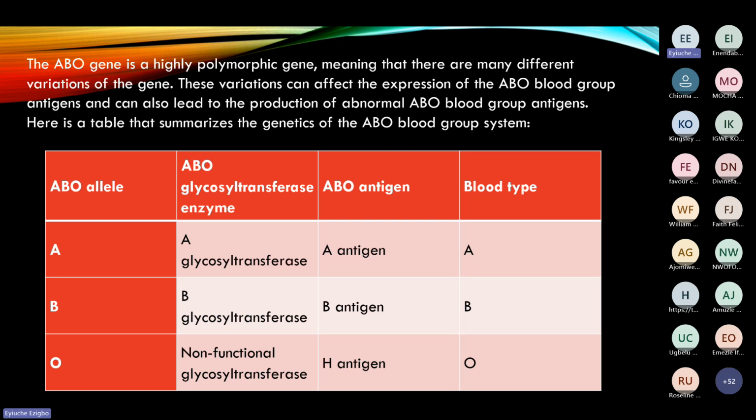Okay, here is a table that summarizes the genetics of the ABO blood group system. So these are the alleles present in the red cell antigen of the individuals. The enzyme is A galactotransferase, B galactotransferase, or non-functional galactotransferase. The antigen that the first one will add is the A antigen, this one will add the B antigen. This one, the H antigen, which is non-functional, is named O. So the blood type will come down to A, this one B, this one O, that is, no antigen present.